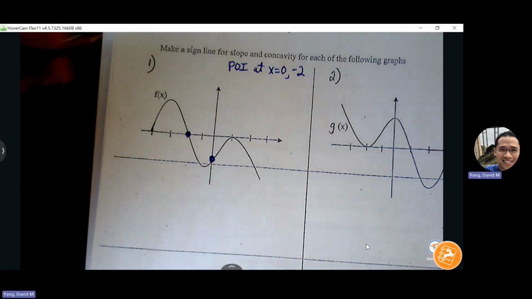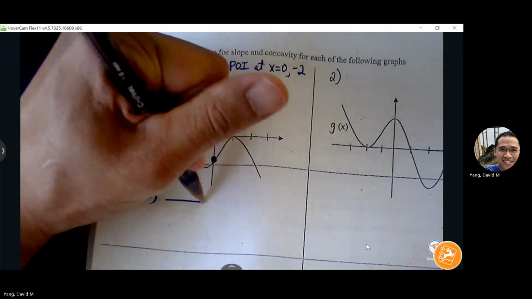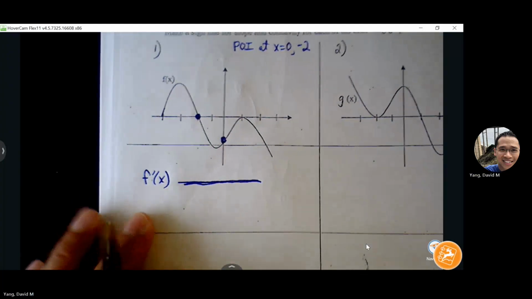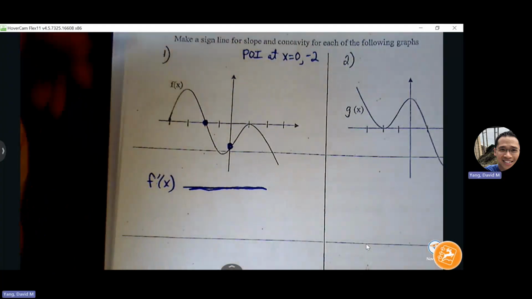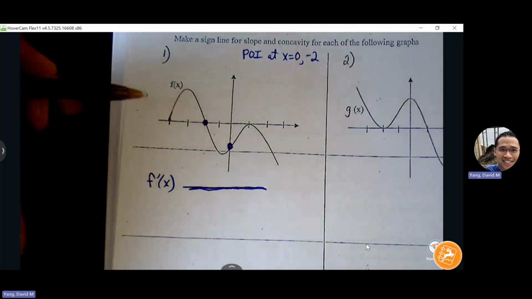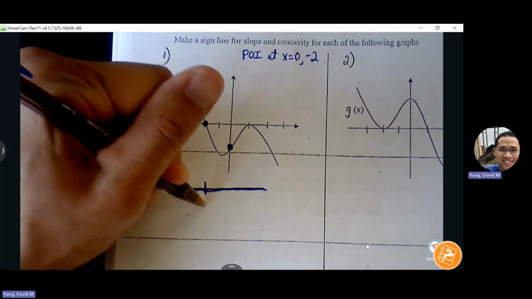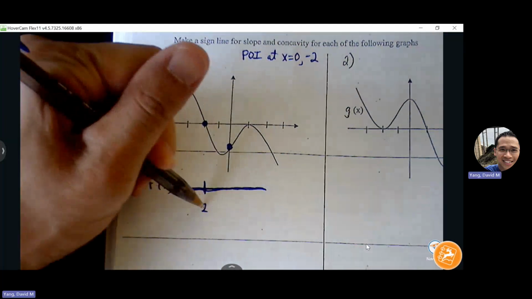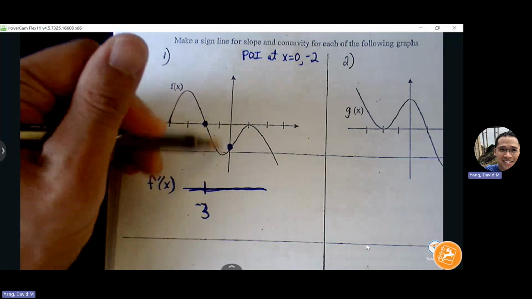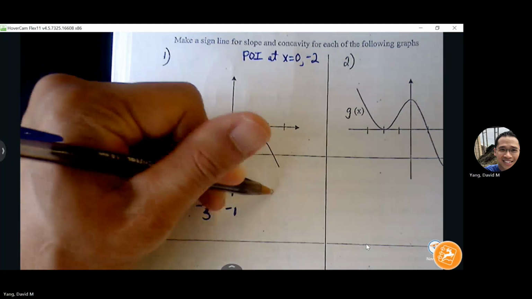Okay, so let's create an f prime sign line, which is our slope sign line. Tell me where you see relative max and relative min on this graph. Give me the x values of relative max and relative min. It's -3. Where else? Not 0. -1. I know it doesn't quite line up, but let's just say it's -1. And it's +1. Awesome.